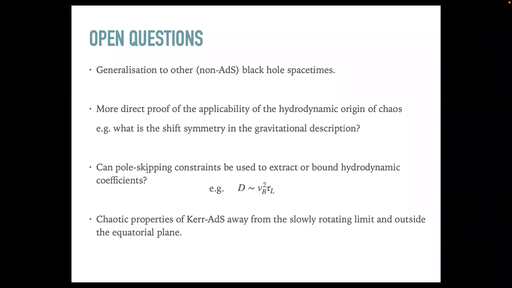Here I've shown that by computing the two-point function of the energy density correlator, we get something consistent with this effective hydrodynamic theory of chaos. It would be good to have something more direct, like directly deriving this hydrodynamic theory from gravity and seeing the shift symmetry that we have. Where is that in the gravitational description? Another point I touched on before: can we use these constraints to extract or bound individual hydrodynamic coefficients?